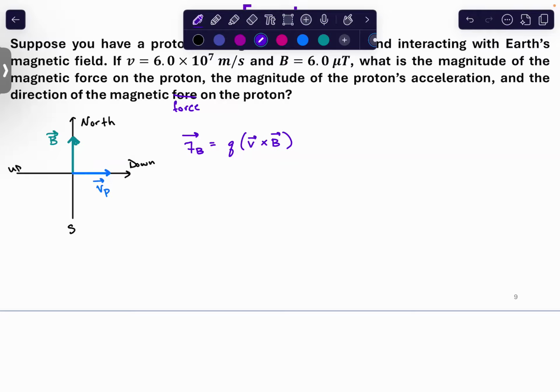If you look here, you put your fingers in the direction of V, you rotate it into B. Yeah, that's the way I do it. I showed you, there are multiple ways you can do it. You're taking the cross product, crossing the vector V into B. Since your force is going to be coming straight out of that screen, that's why you use the dot.